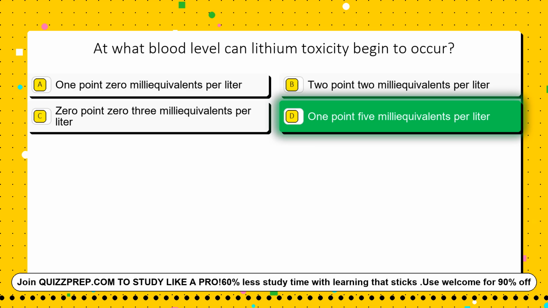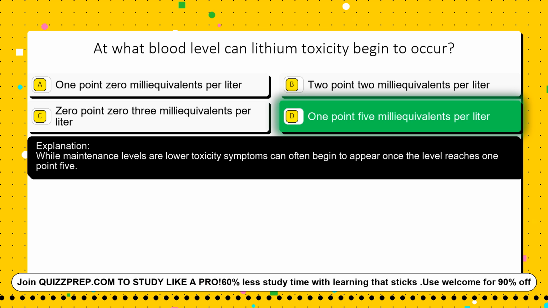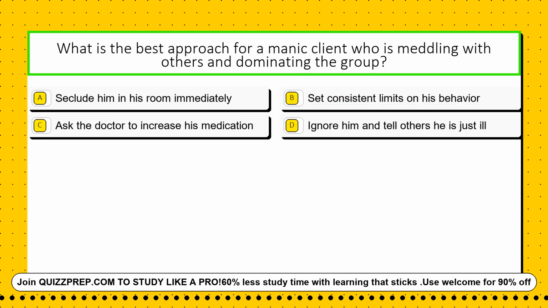The correct answer is option D, 1.5 milliequivalents per liter. While maintenance levels are lower, toxicity symptoms can often begin to appear once the level reaches 1.5. Question 71. What is the best approach for a manic client who is meddling with others and dominating the group?